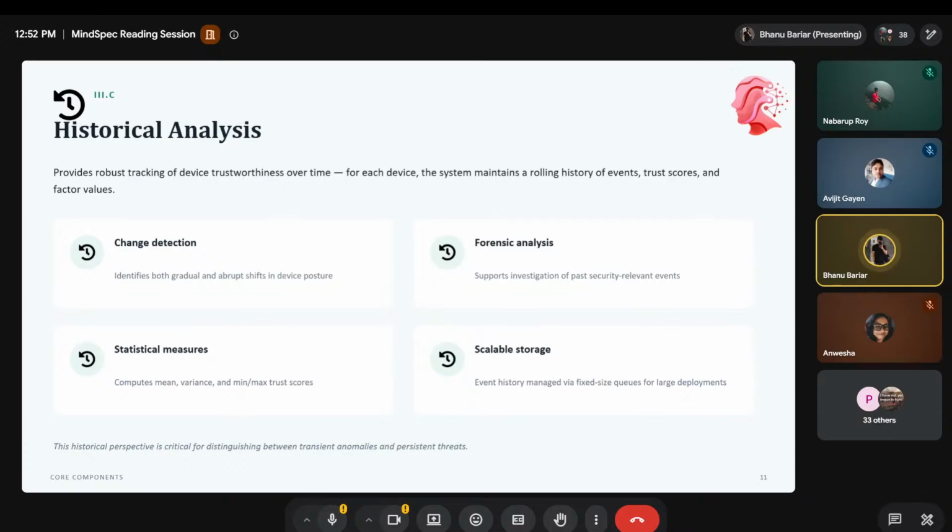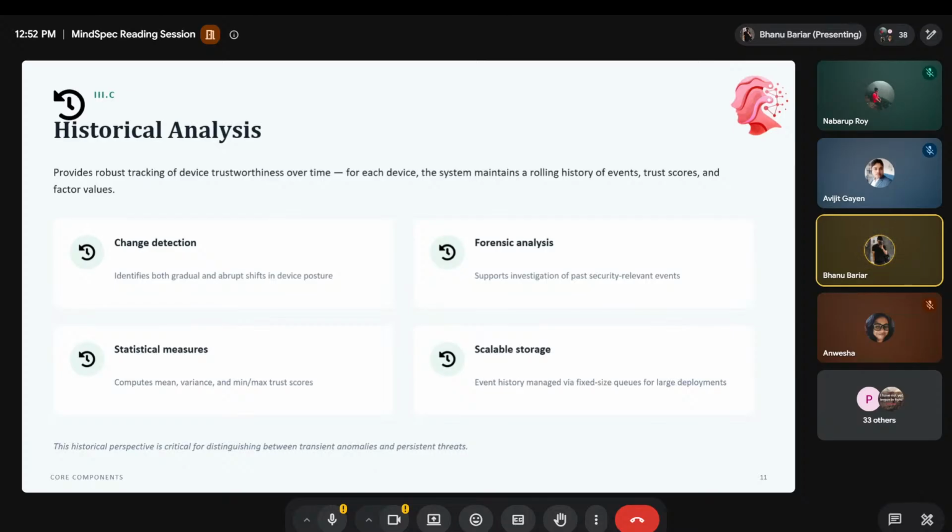Firstly, it detects gradual trust degradation. Small decreases in trust may individually appear harmless, but together they can indicate a long-term compromise. Secondly, it identifies abrupt changes. For example, if a certificate suddenly becomes invalid or the device begins generating abnormal traffic, trust drops immediately.